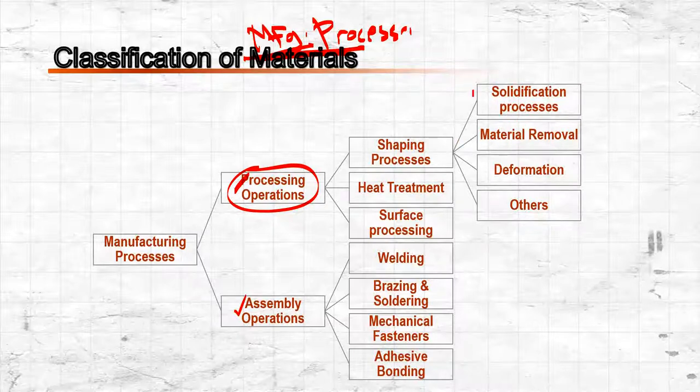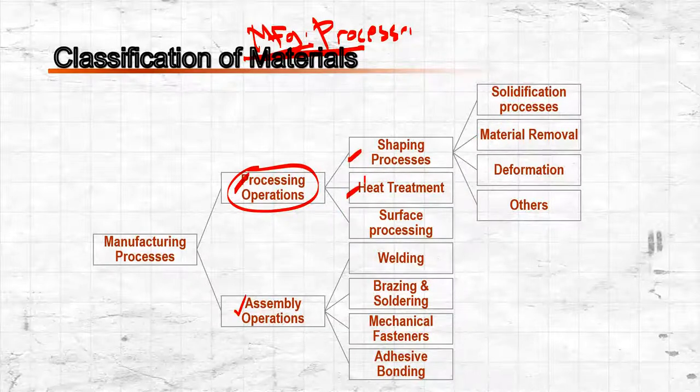So if it's, let's say, solidification processes or metal castings, you are forming the material. Another type of shaping process is material removal, and examples of this are the machining processes or cutting. All of these involve alteration of the geometry of the material.